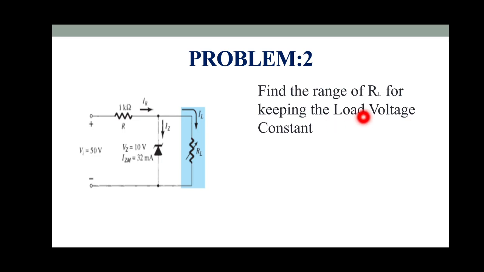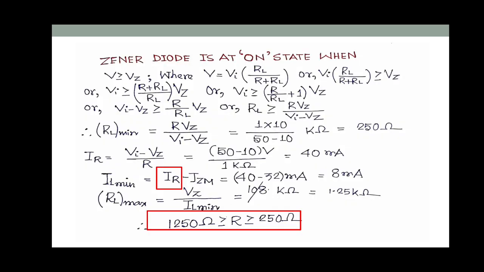So the range of RL will be such that its minimum value will start keeping the load voltage at Vz, and the maximum value of RL will be such that beyond which the Zener diode may get mutilated. So let's check by solving this problem phase-wise.